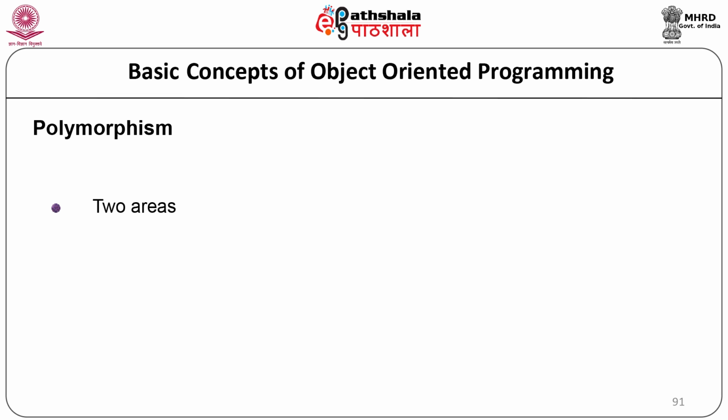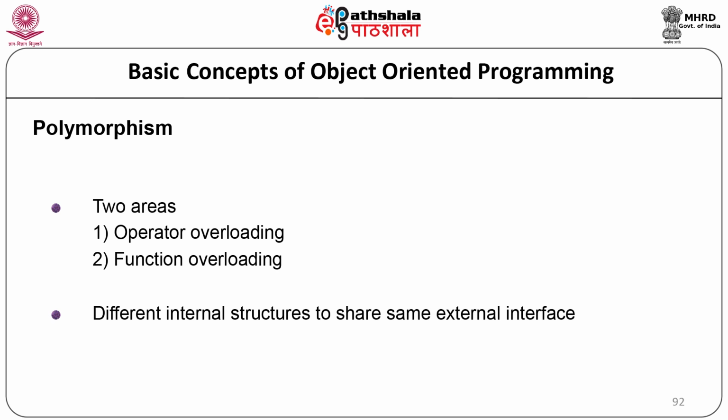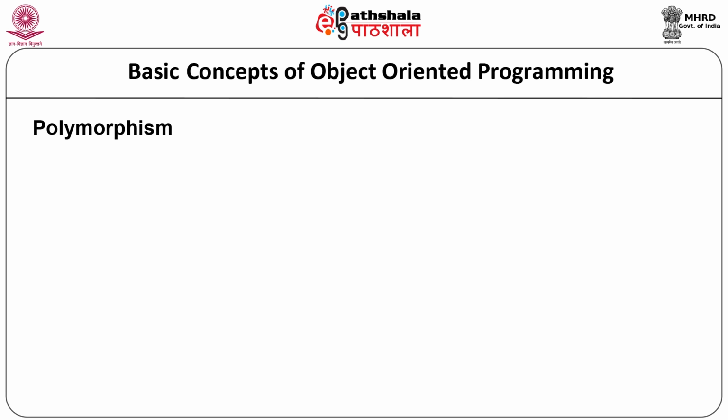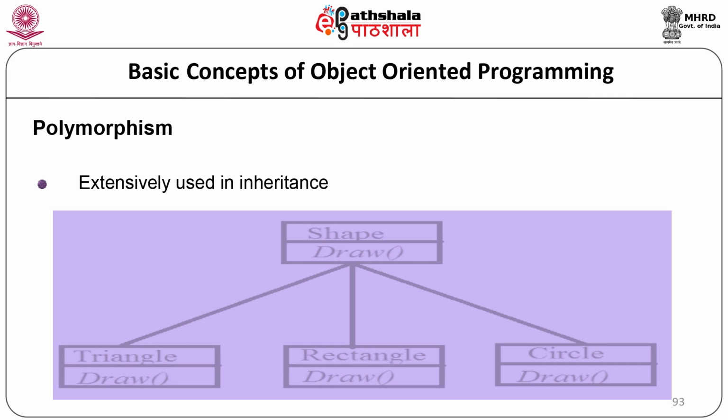Areas of programming where polymorphism can be used are operator overloading and function overloading. Polymorphism plays an important role in allowing objects having different internal structures to share the same external interface. A general class of operations may be accessed in the same manner even though specific actions associated with each operation may differ. This concept is extensively used in implementing interfaces.